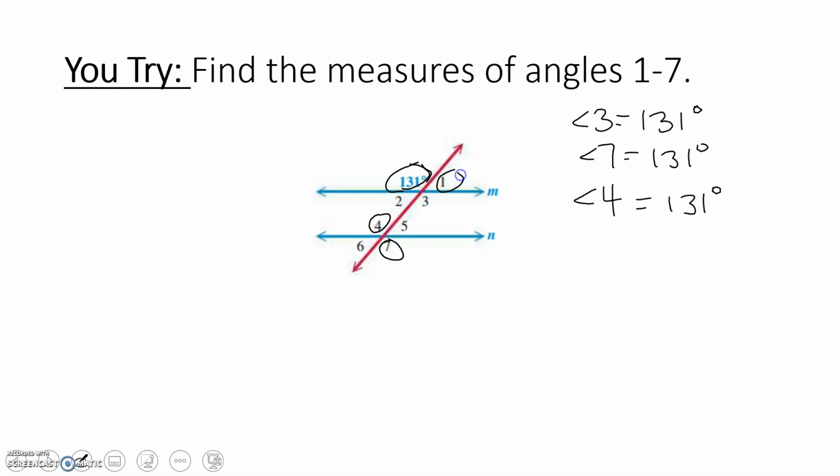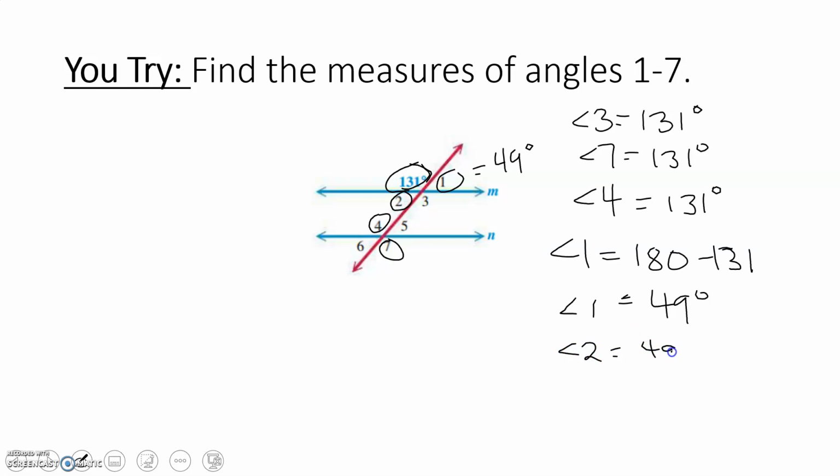So now we can find angle 1 because angle 1 is supplementary with that 131 degrees. So angle 1 is going to be equal to 180 minus 131. 180 minus 131 is 49 degrees. So angle 1 is equal to 49 degrees. Well, angle 2 is vertical to angle 1. So angle 2 is also going to be 49 degrees. Angle 5 is an alternate interior angle to angle 2, and alternate interior angles are also equal. So angle 5 is also going to be 49 degrees. And then angle 6 is vertical to angle 5, and vertical angles are equal. So angle 6 is also going to be 49 degrees.